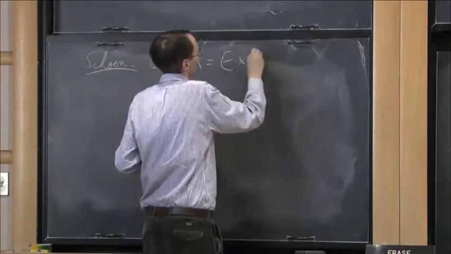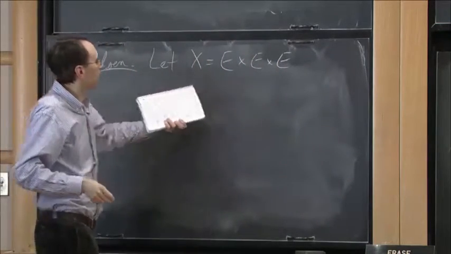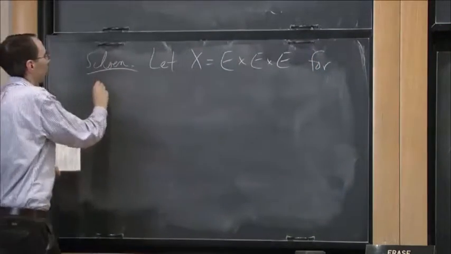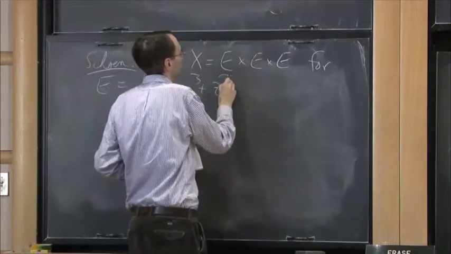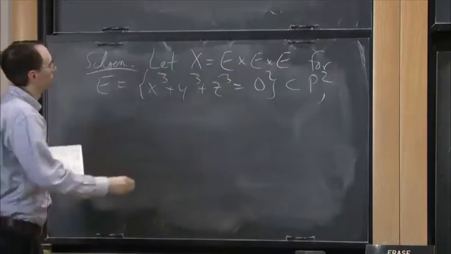So consider, he showed several results related to this, but one is if you just take the product of 3 copies of the Fermat elliptic curve, x cubed plus y cubed plus z cubed equals 0, then right.